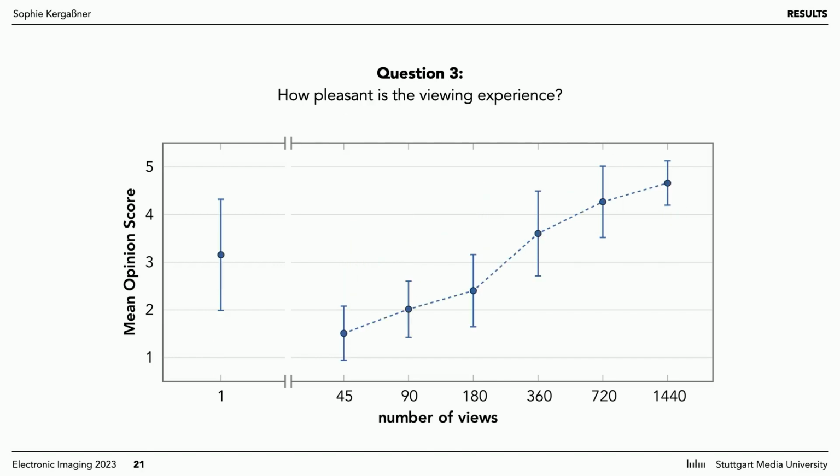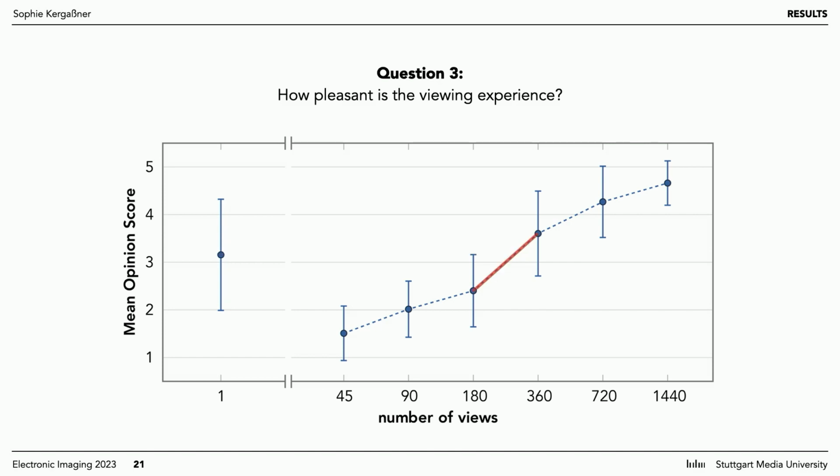And the last question is subjective and emotional as well, since even an artifact-free image is worthless when it's unpleasant to look at. The one view rating stands out here since the participants agreed in rating it decently with about 3 points on average, which is greater than the ratings of 45 views, 90 views and 180 views. But at the same time, we can see that the ratings fluctuated a lot because we have a very high standard deviation at this point.